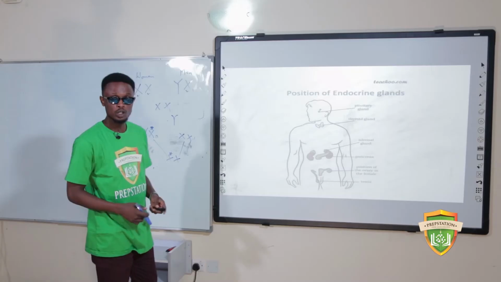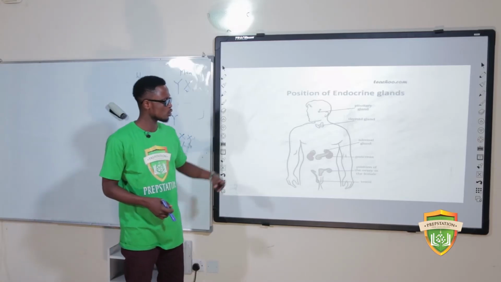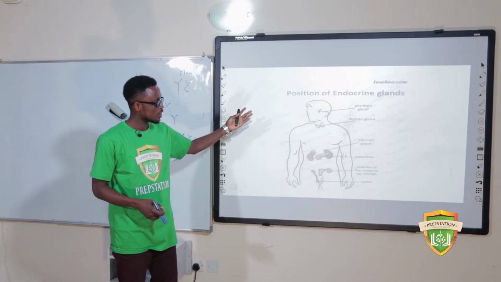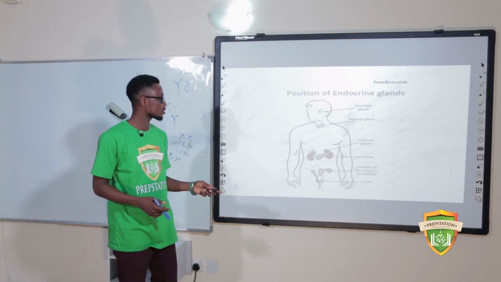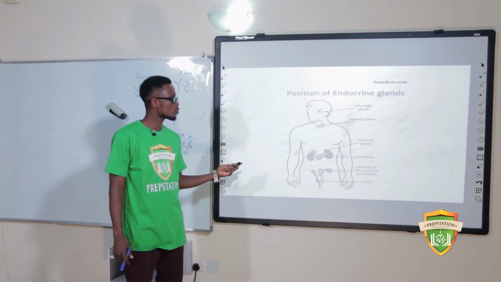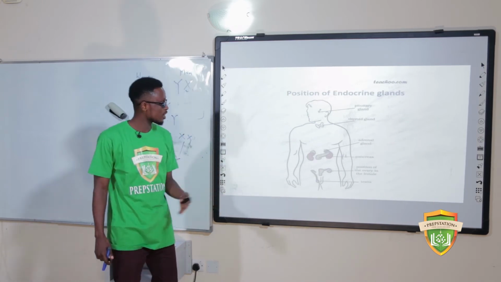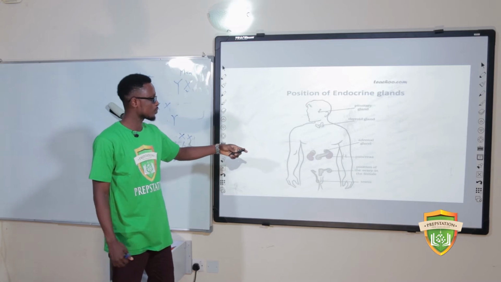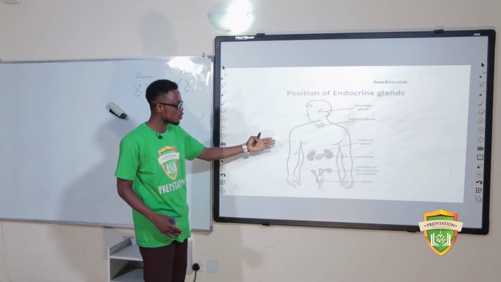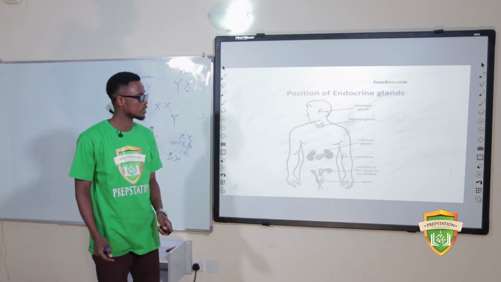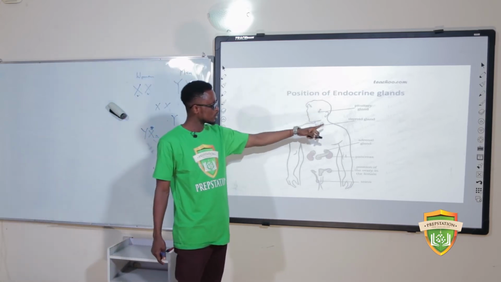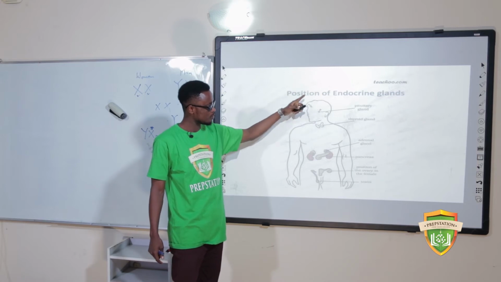Now, if you are used to studying your JAMB past questions, you see something like this. This diagram is very common. You see it all over. It's not common for you to study more than 5 years without seeing this diagram. Now, this diagram is just trying to tell you where each endocrine gland is located. Now, this pituitary gland is located at the base of the midbrain.